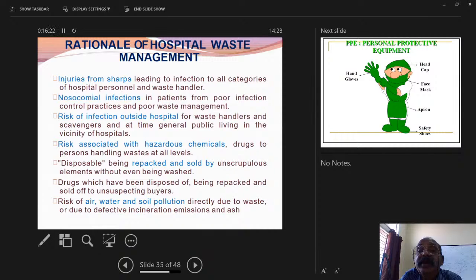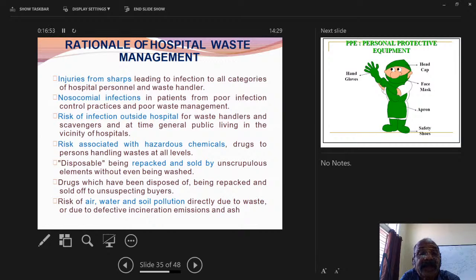Rationale of hospital waste management. Injuries from sharps leading to infection to all categories of hospital personnel and waste handlers. Nosocomial infection in patients from poor infection control practices and poor waste management. Risk of infection outside the hospital for waste handlers and scavengers, and at times the general public living in the vicinity of hospitals. And risk associated with hazardous chemicals and drugs to persons handling waste at all levels.